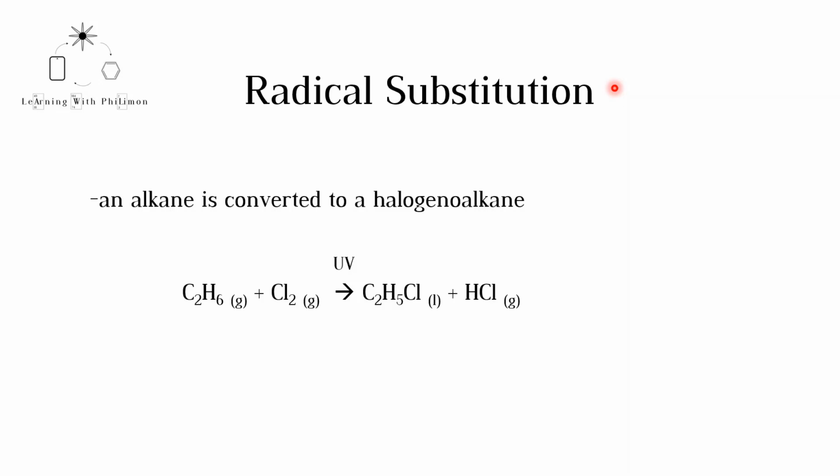In this video, we will be looking at the steps in radical substitution reactions. In the previous video, alkanes, we saw that alkanes can be converted to halogenoalkanes by reacting them with a halogen in the presence of UV light. This reaction follows a radical substitution mechanism.